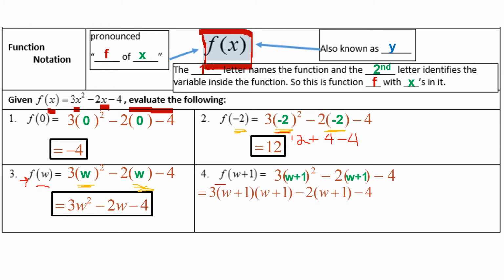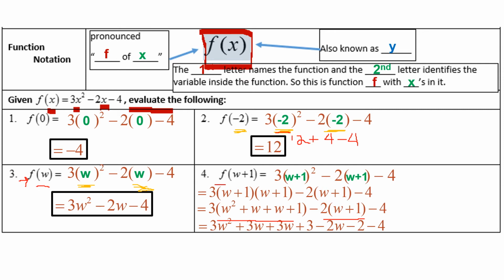When we do that, we square w plus 1, and we have to write it twice. That's what squaring means. We're going to FOIL this out, and then we're going to multiply everything by 3 in that first set of parentheses. Take a look. And in our second set of parentheses, we're going to multiply everything through by -2. And what we're going to do, last step, combine like terms. Take a second and combine the like terms, and let's see what you get.